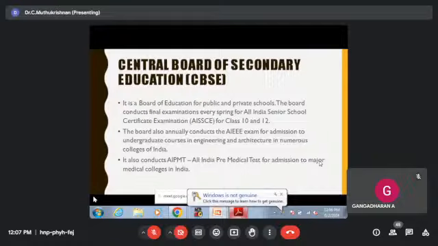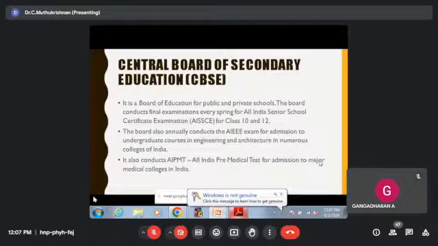The board also conducts annually, not biannually, the AIEEE examination for admission to undergraduate courses in engineering and architecture in numerous colleges and universities of India. And it also conducts the AIPMT examination, the All India Pre-Medical Test, for admission to major medical colleges.